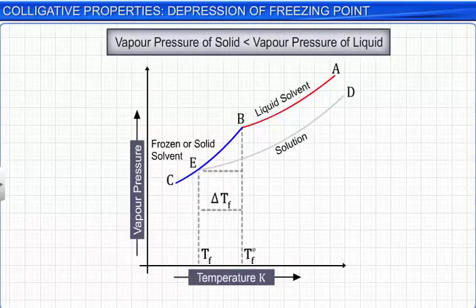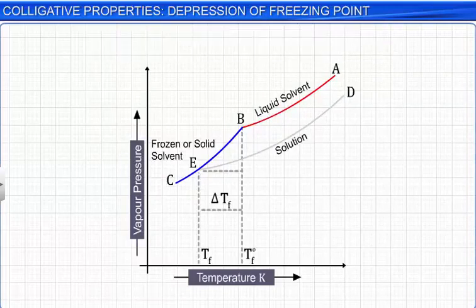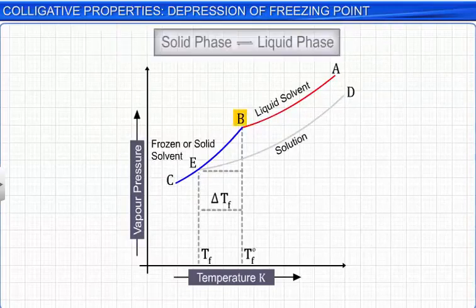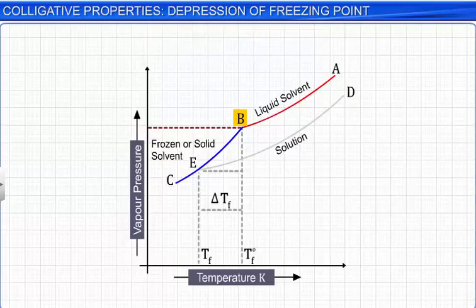This is because solids have lower vapor pressure than liquids. At point B, the liquid phase and the solid phase are in equilibrium and have the same vapor pressure. Therefore, B represents the freezing point Tf0 of the pure solvent.